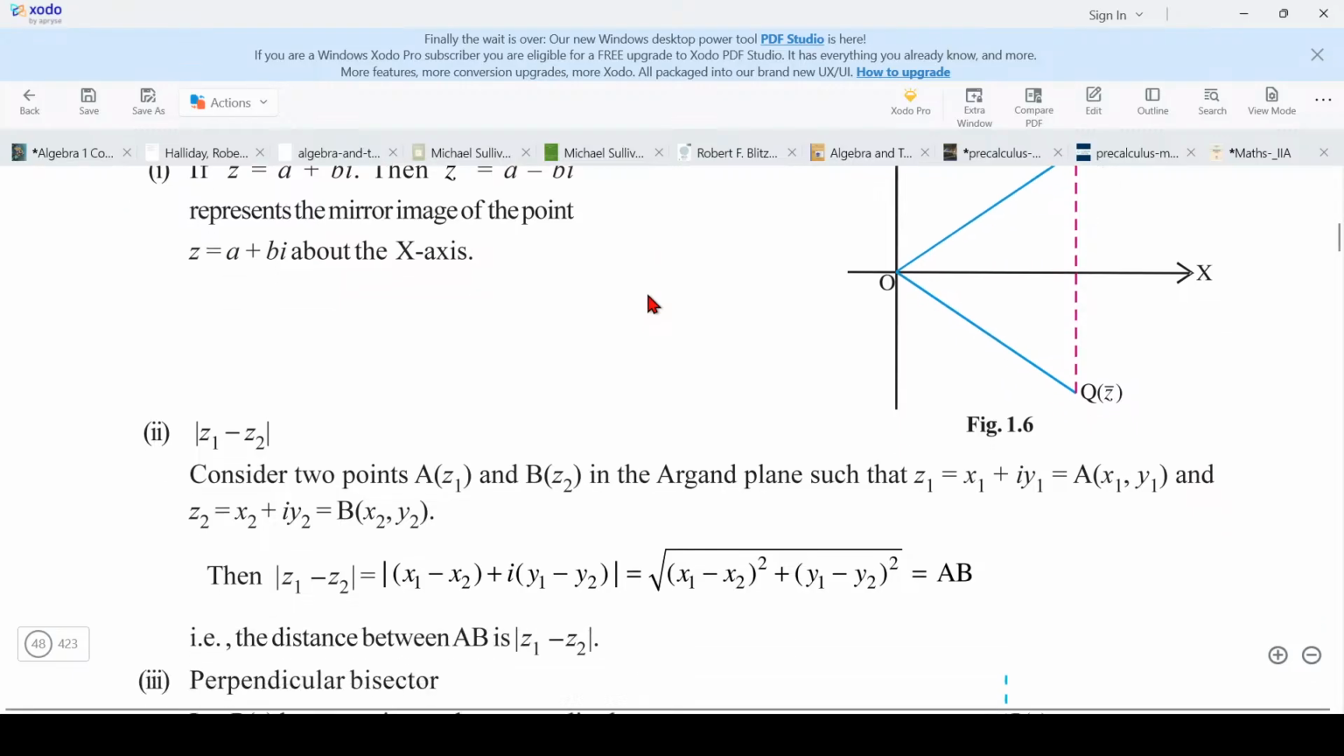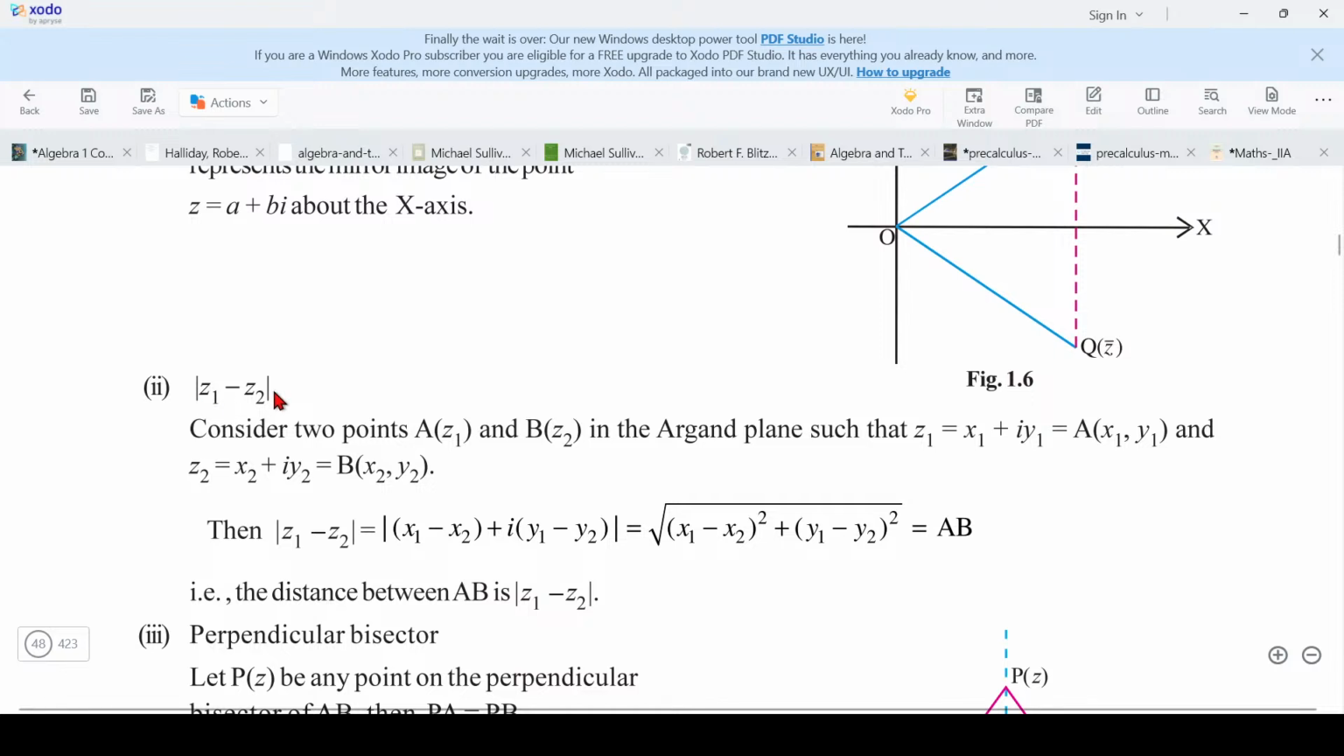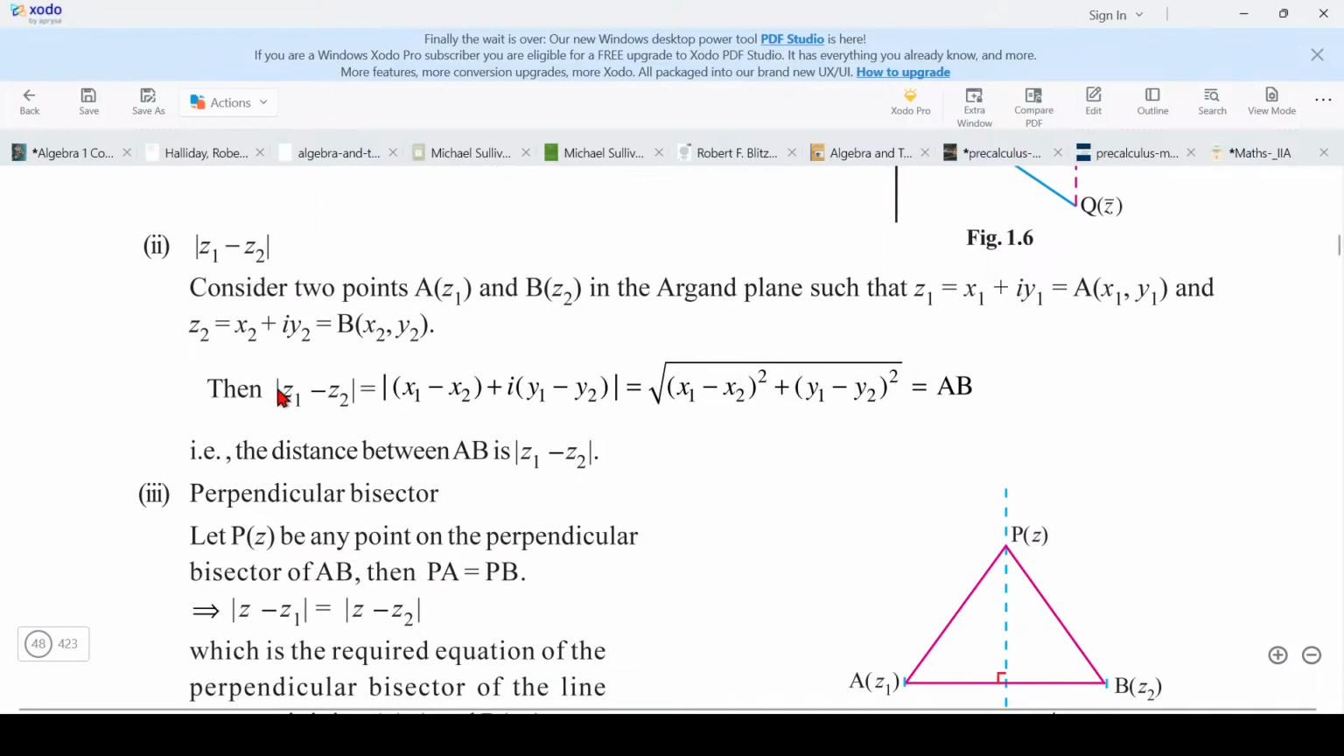Yes, sir. Okay. When we say mod of z1 minus z2, what does that mean? If z1 is x1 plus iy1 and z2 is x2 plus iy2, mod of z1 minus z2 equals the mod of this complex number, which is nothing but the root of this thing, which is nothing but the distance between z1 and z2. Agree? When we say z1 minus z2 it is actually this one, and when we say mod, it's this square plus this square, which is nothing but the distance between these 2 points. Agree?